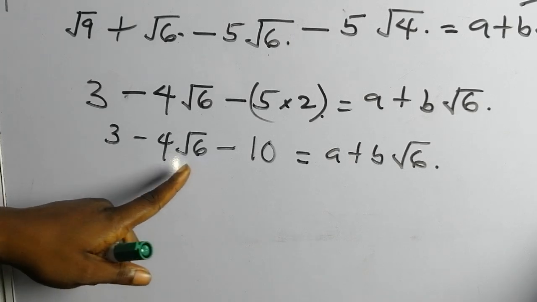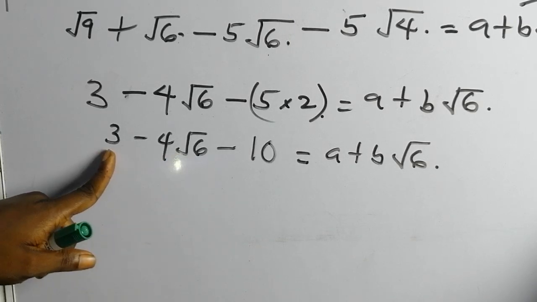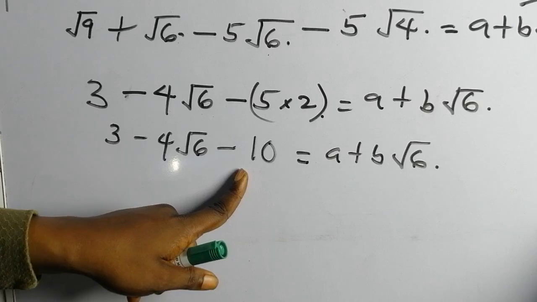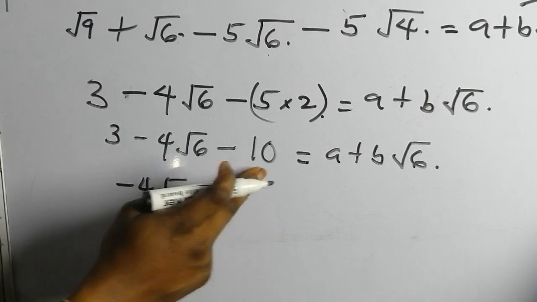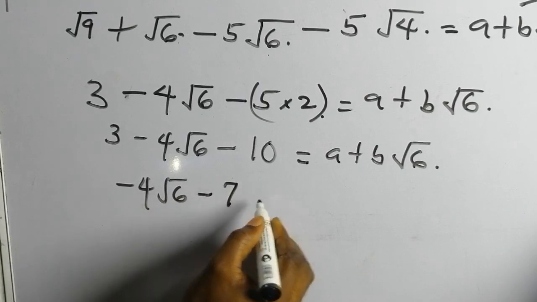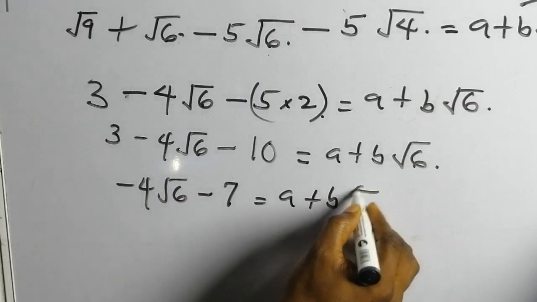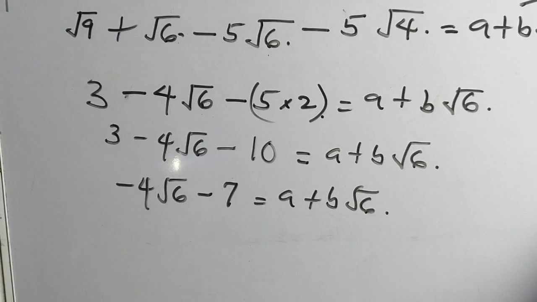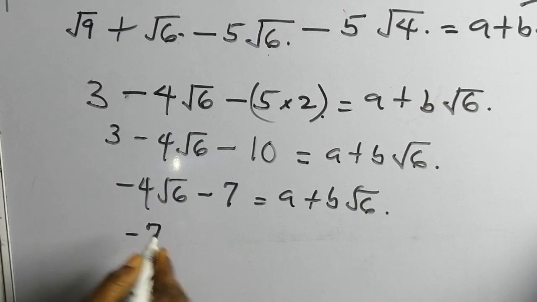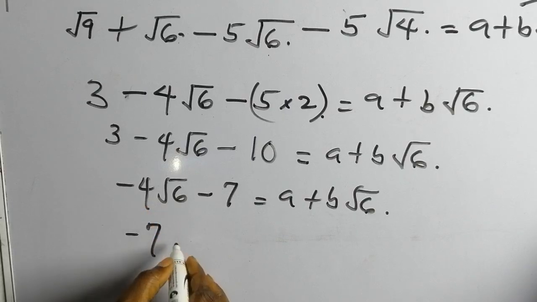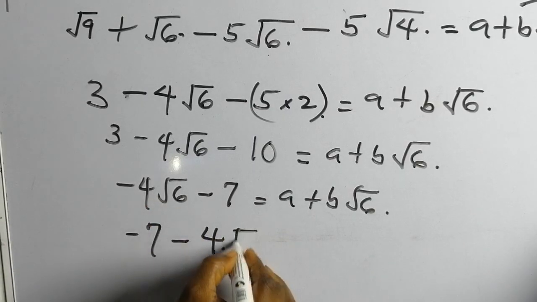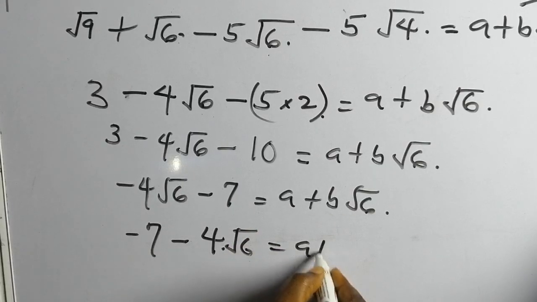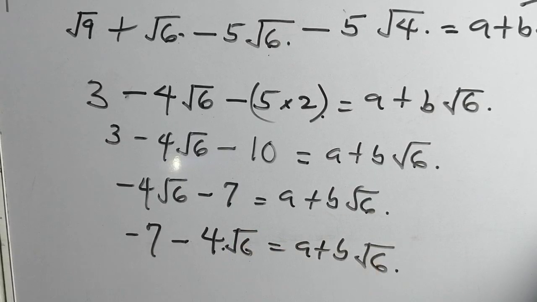Now look at this root here, 4 root 6. 3 has no root, 10 has no root. It means I can subtract them. So minus 4 root 6, 3 minus 10 will give us what? Minus 7, which is A plus B root 6. So let me rearrange. Minus 7 is still the same thing. I'm rearranging the left hand side. I'm bringing minus 7 here, and minus 4 root 6, just to tally with this, A plus B root 6.